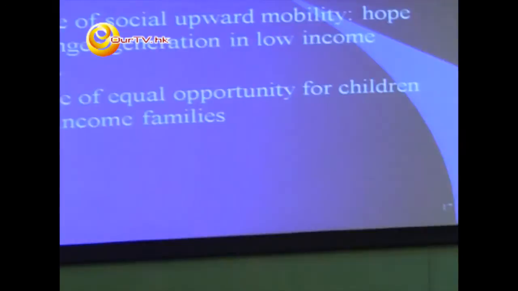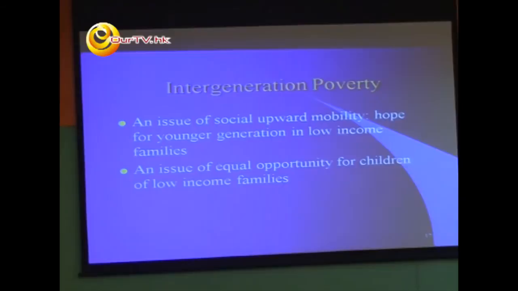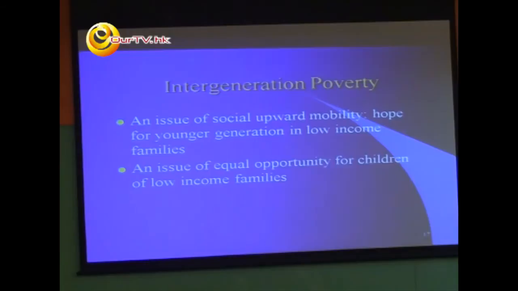Let's come back to the intergenerational poverty. There are two issues related to intergenerational poverty. The first one is social upward mobility. Social upward mobility is essential, particularly for a capitalistic society, because hope is very important to keep the society stable, which is fundamental.